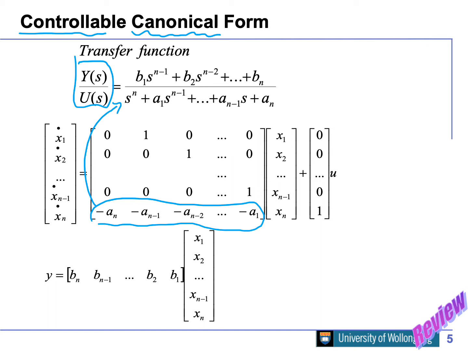And there's 1 here, off the diagonal by 1. There's always 1. The rest of them is all 0. That's our state matrix. This is A.